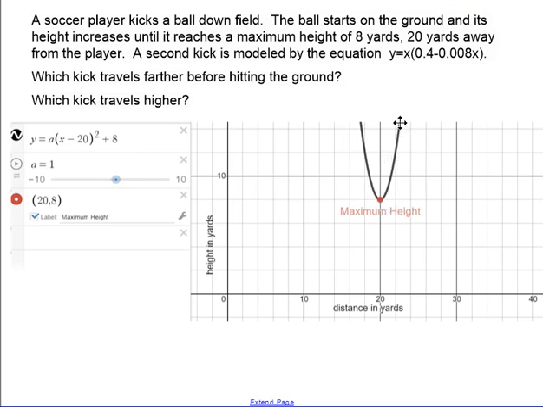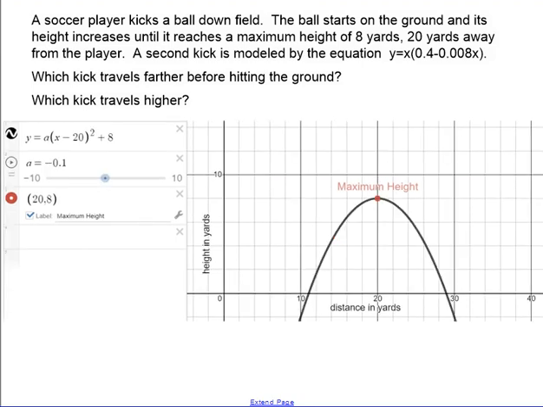I don't want a parabola that opens up because a ball is not going to start in the air, come down, and go back up. A ball is going to start down here at a distance of 0 and a height of 0, go up, and then come back down. So let's move this slider right here so that our parabola opens down.